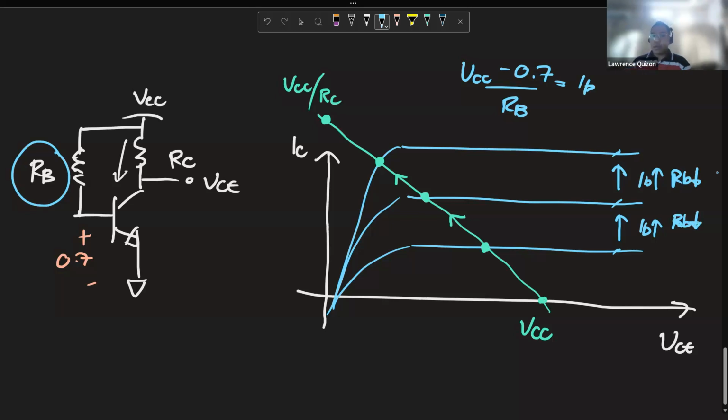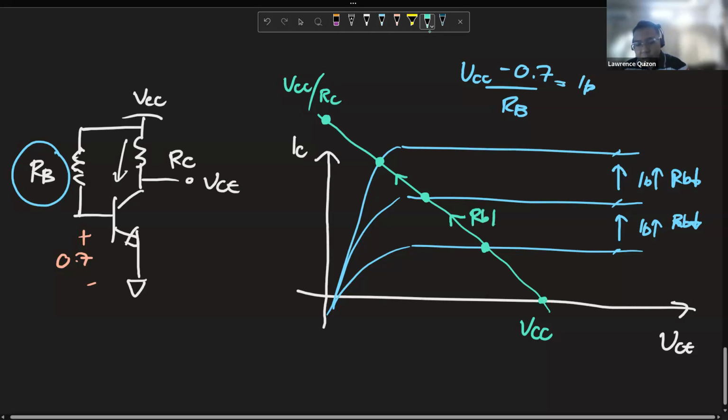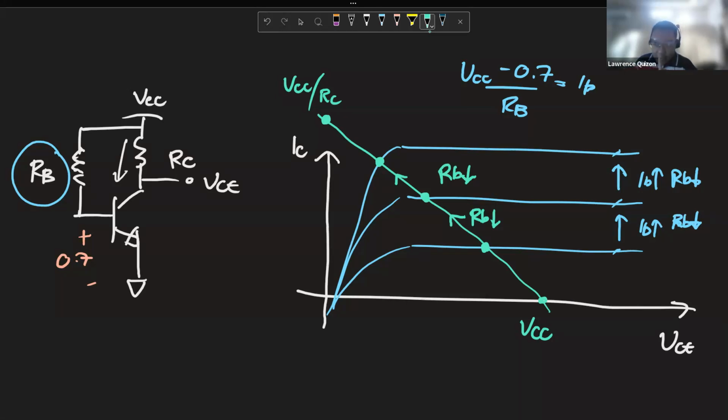So we find that as RB goes down, we actually travel diagonally along the load line. And note that it doesn't change the load line. It just changes the quiescent point at which we are along the load line.